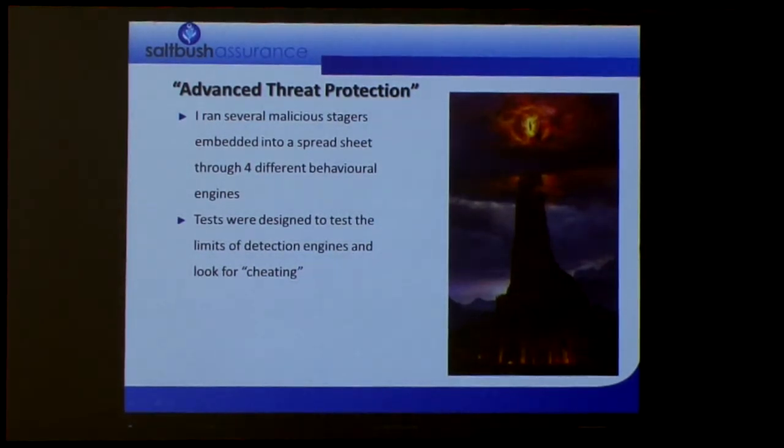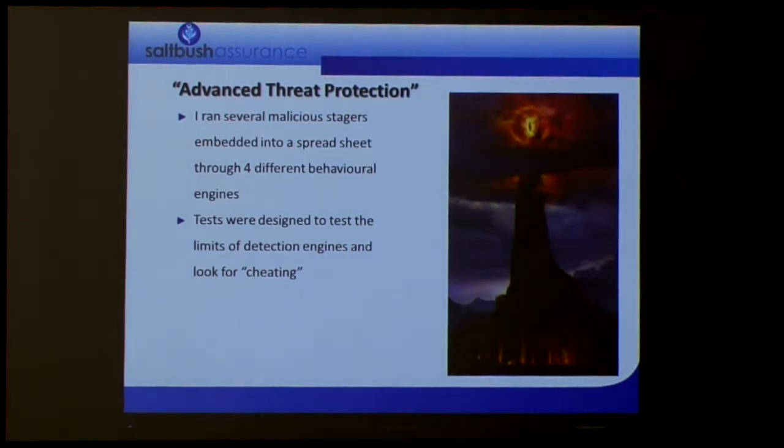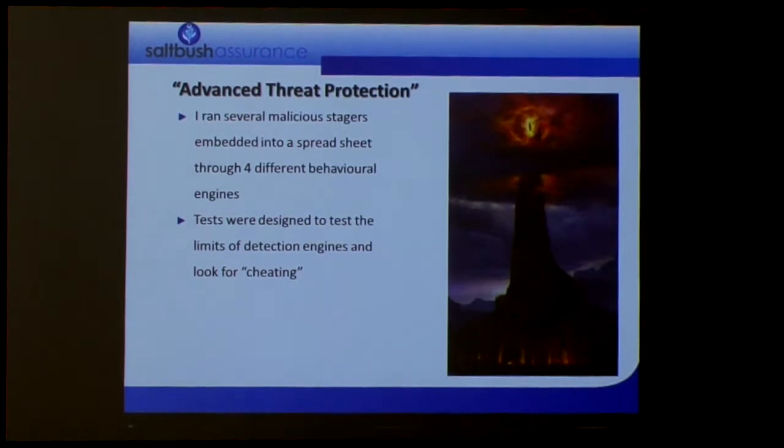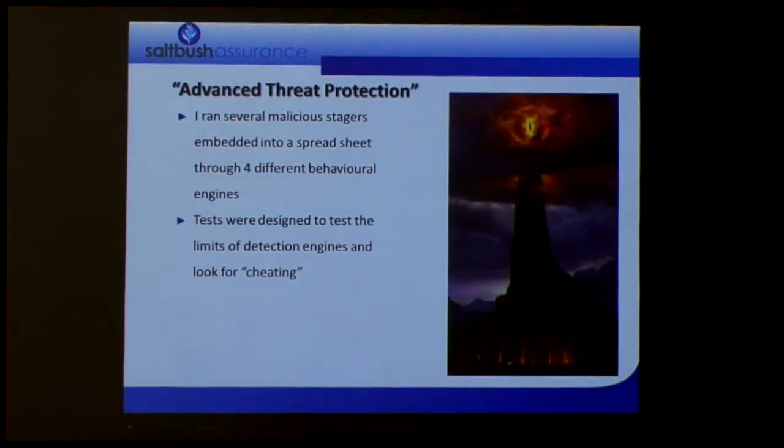So next thing we'll look at is this new thing called advanced threat protection. It's the idea that you request a document through a gateway, and the device will open the document and see what happens. Look for any connections calling out, any malicious payloads, phone home traffic, anything like that. So to test this, I got 4 different behavioral analysis engines and created a whole series of different tests to try and trick it and make sure that they weren't cheating and all sorts of other stuff.